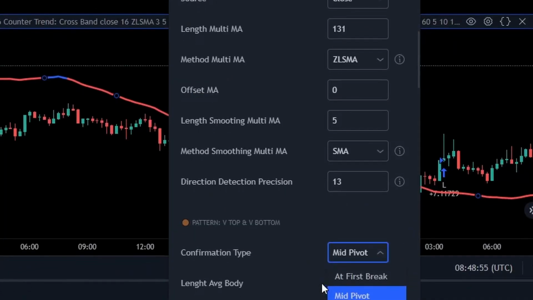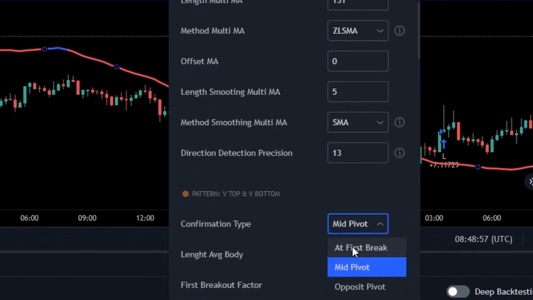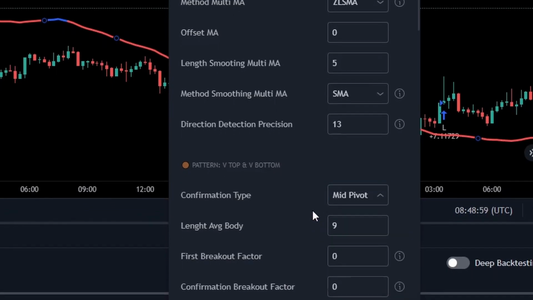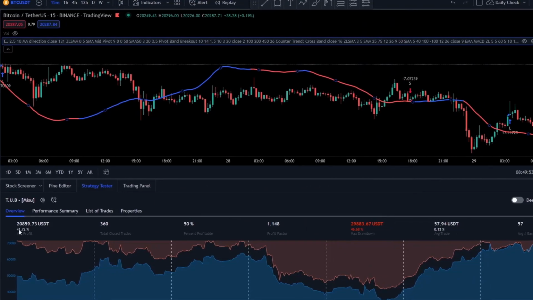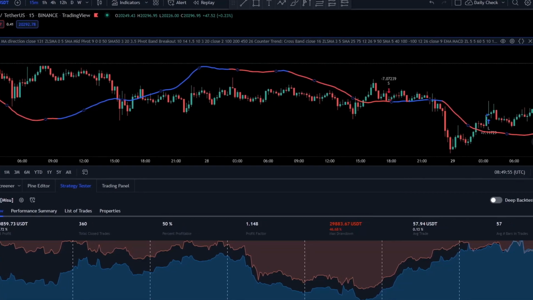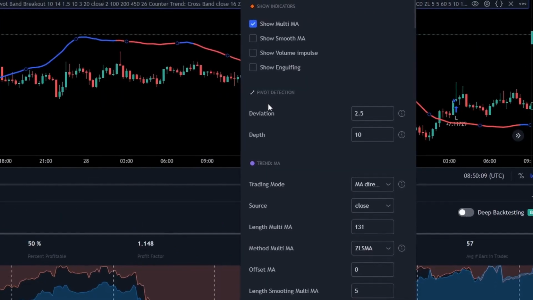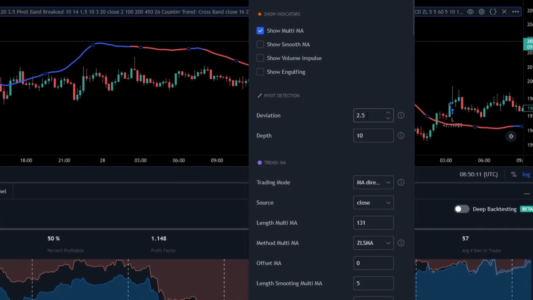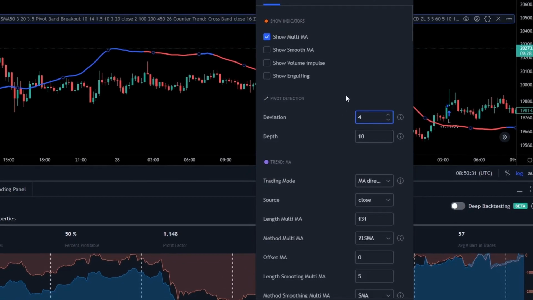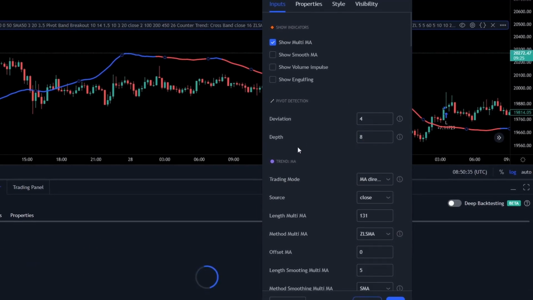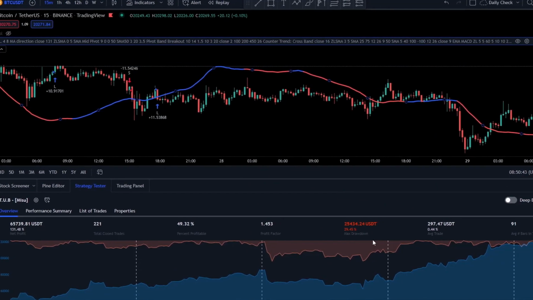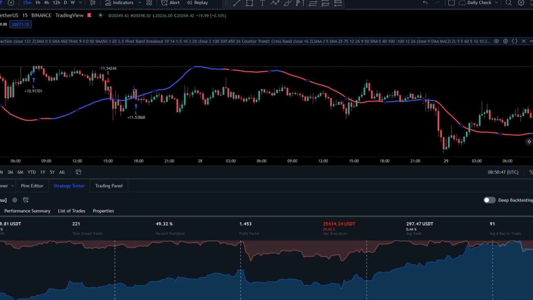We will test this indicator alone with the confirmation type set to mid-pivot, but we will test the first break confirmation just after. As you can see, this is not a really good strategy, with a max drawdown of 50% and a 50% net profit. Let's improve that. First, we'll modify the pivot detection because it affects highs and lows calculations. I put 4 for the deviation and 8 in depth. This is much better, with a 131% net profit and a 30% max drawdown.